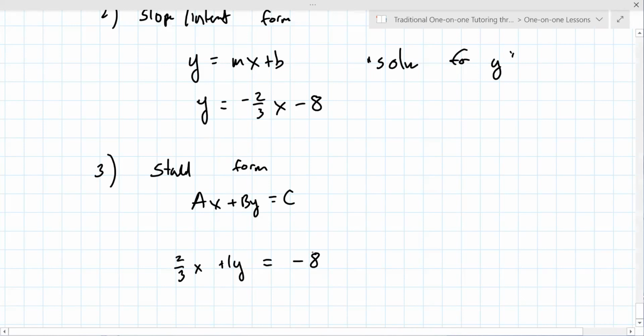2/3 x + 1 y = -8. And then I got to multiply it by 3. And I have a question. So would I write the 3 before the problem or after the problem, outside of the brackets?